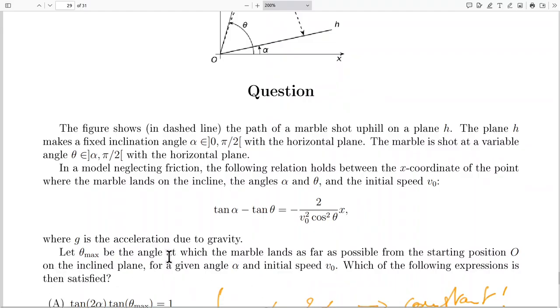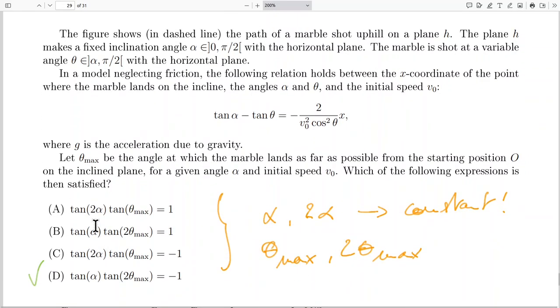Let theta max be the angle at which the marble lands as far as possible from the starting point O on the inclined plane for a given angle alpha and initial speed v0. Which of the following expressions is then satisfied? And then you get tangent times tangent, either 2 alpha or theta max or 2 theta max, various combinations being either 1 or minus 1. Obviously alpha and also 2 alpha are constants, and we have theta max and 2 theta max in here.